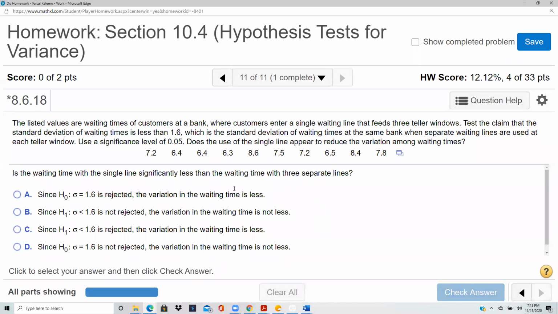The listed values are waiting times for customers at a bank, where customers enter a single waiting line that feeds 3 teller windows. Test the claim that the standard deviation of waiting time is less than 1.6. So we're testing standard deviation less than 1.6.